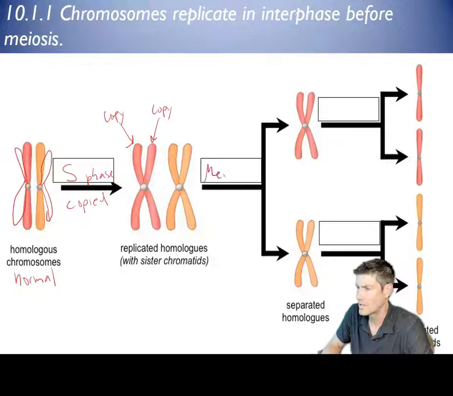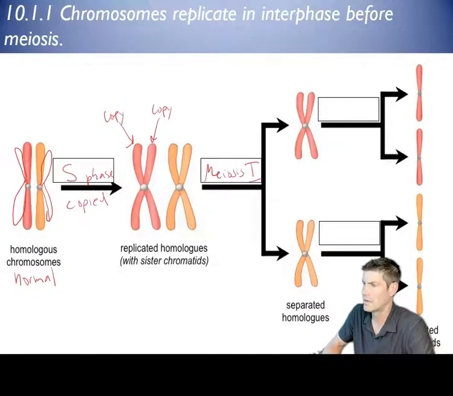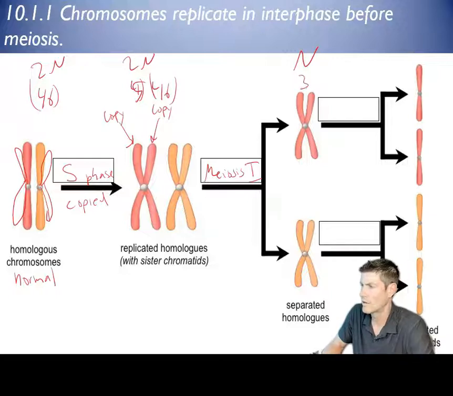Then in meiosis 1, these homologous chromosomes that have been copied are separated. And right here is 2n. When this happens, it goes into n, so it's half the number. So if this were a human, it'd be 46. 46, we're all good still. And right here, we're looking at 23.